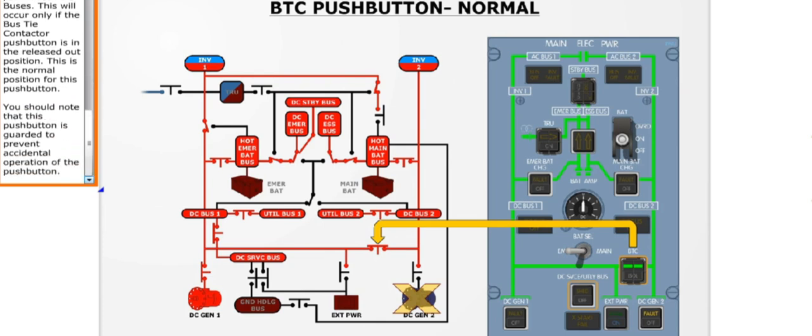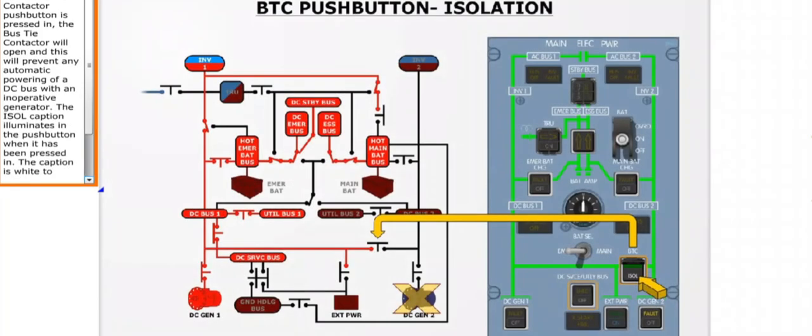This will occur only if the bus tie contactor push button is in the released out position. This is the normal position for this push button. You should note that this push button is guarded to prevent accidental operation of the push button.